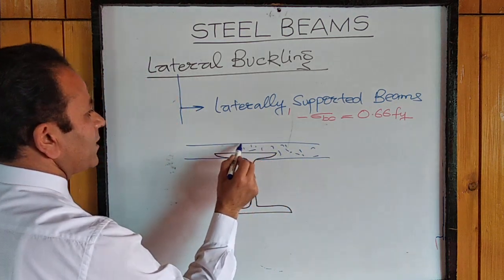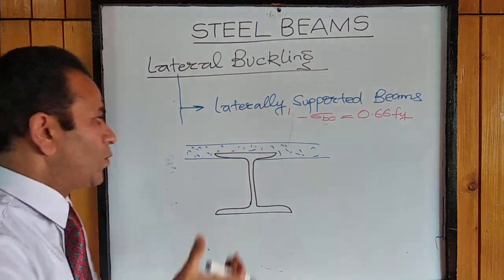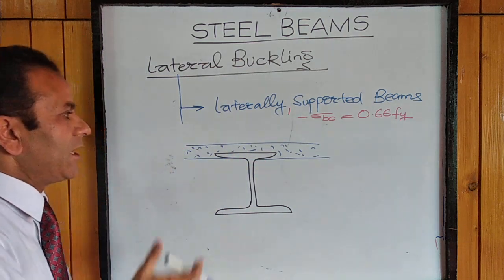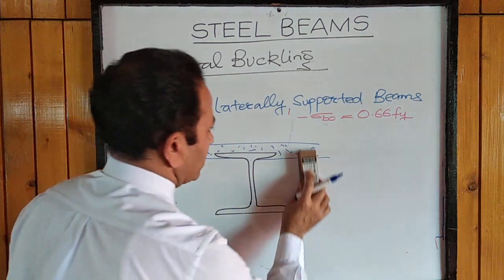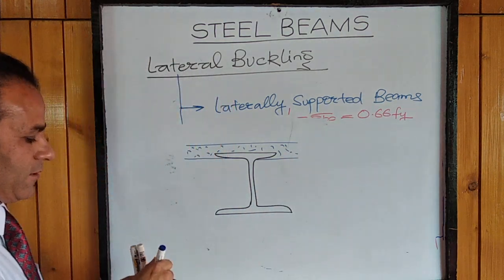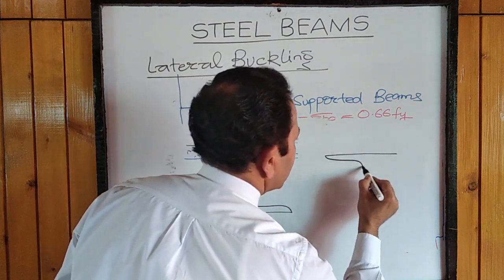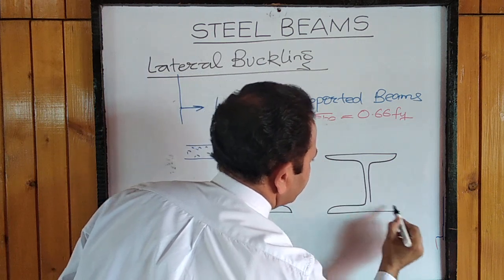This is embedded inside the RCC portion of the slab. So this will not buckle in the transverse direction, and hence can be treated as a laterally supported beam. This may be the case, or if not so, the compression flange can be supported by some other means also.